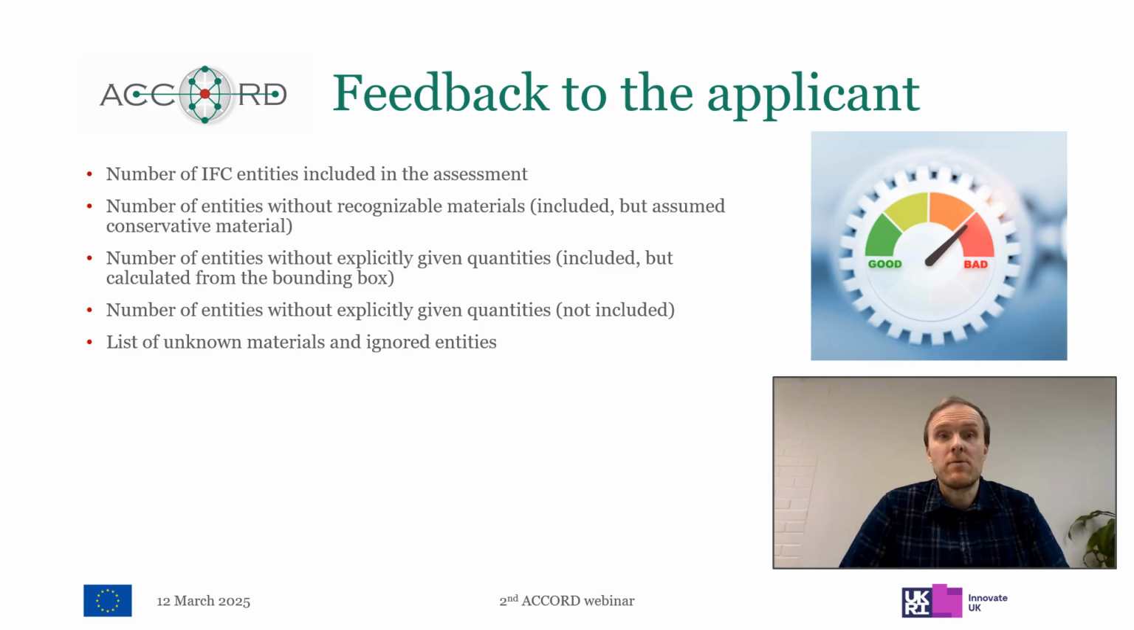Apart from the CO2 level, the applicant gets additional information about the performance of the model. Especially the entities without recognizable materials or quantities, and material names that were impossible to identify, are important. This information should help the applicant to improve the model in the case that the estimated carbon footprint is so conservative that it is higher than the limit value.